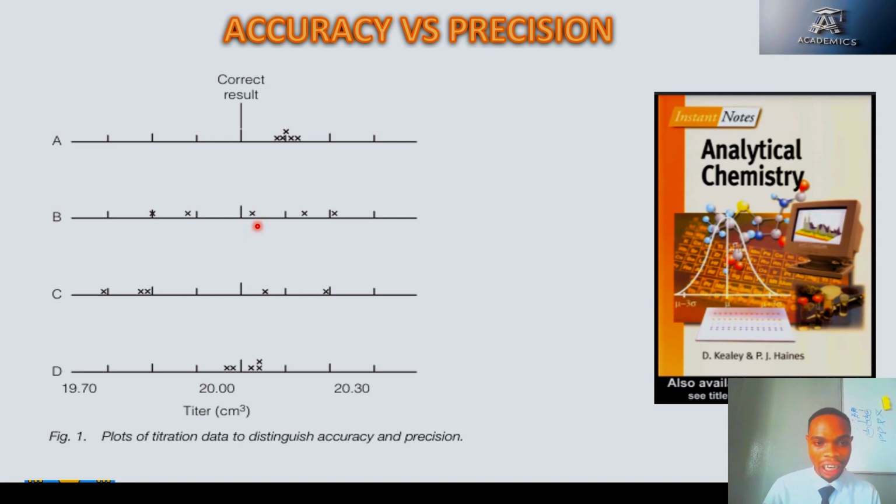Here, it has high accuracy because the average is close to what is acceptable, but the data are spread, so they have low precision. Here they have low precision and low accuracy because the data are spread and not close to what is acceptable. Here they have high accuracy and high precision because the data are close to what is acceptable and also close together.